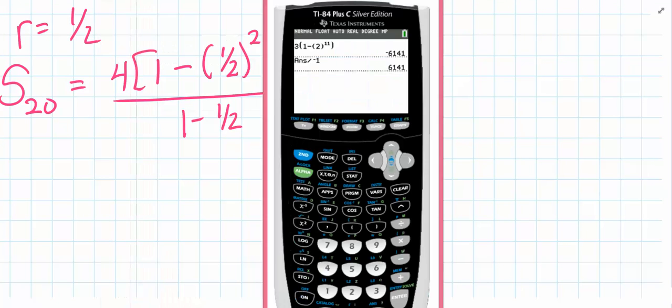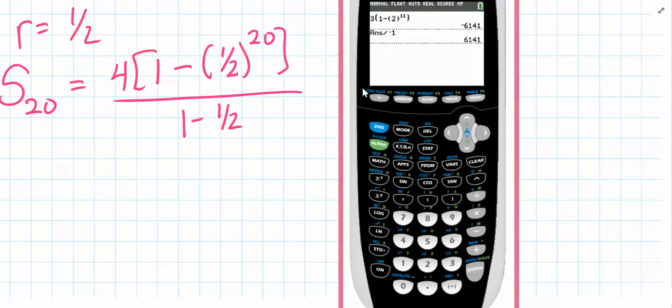Okay, so here we go. Did you guys do 4, parentheses, 1, minus, parentheses, 0.5, parentheses, caret 20? Bring my cursor down, put my parentheses sign, hit enter. Yeah? And then 1 minus 1/2, how much is that? 0.5 divided by 0.5. So this is approximately how much am I getting from this thing? Yeah, so this is approximately 8.